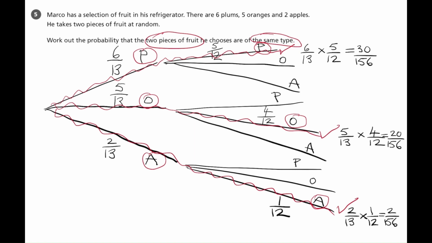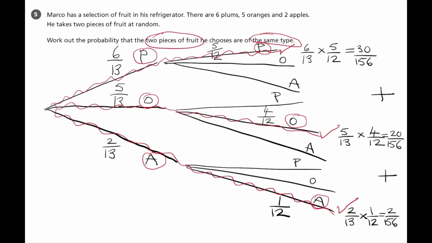The plum plum or orange orange or apple apple are combined by adding the probabilities. Each of these events are mutually exclusive. So if we get plum plum, we can't get orange orange or apple apple. So the rule is we add mutually exclusive events.